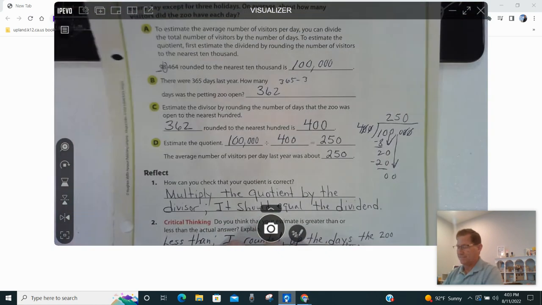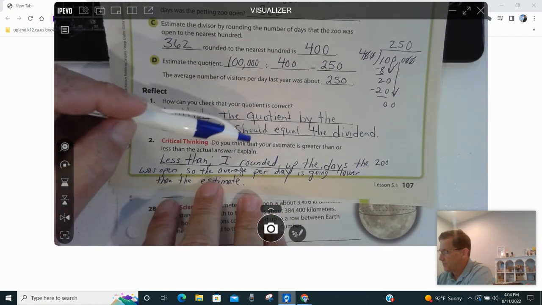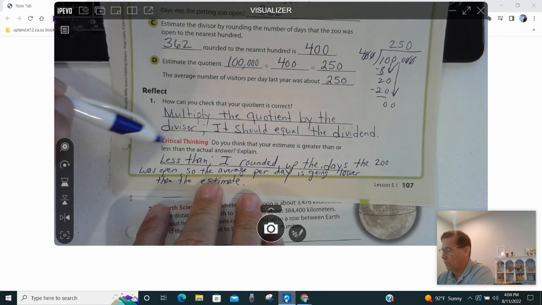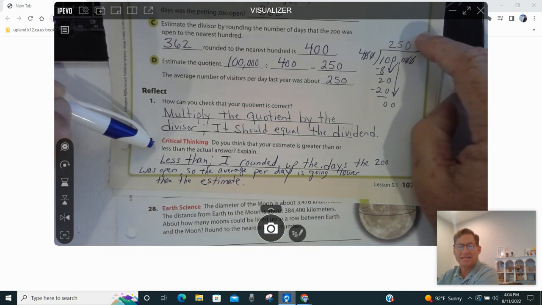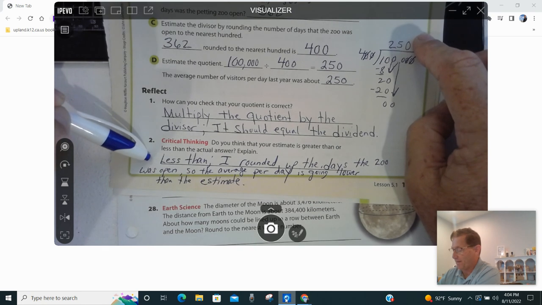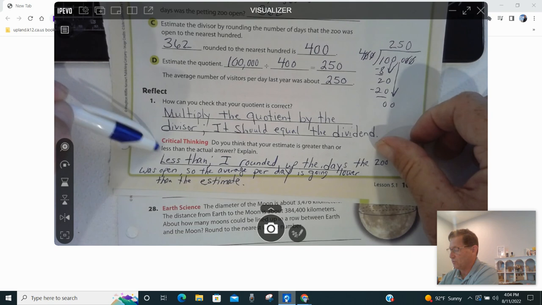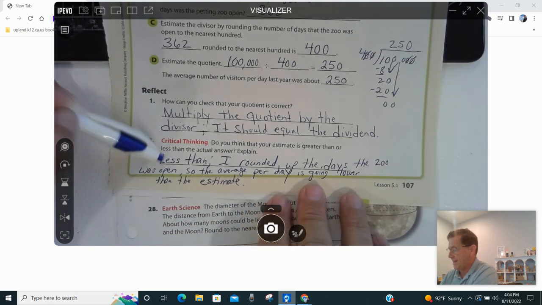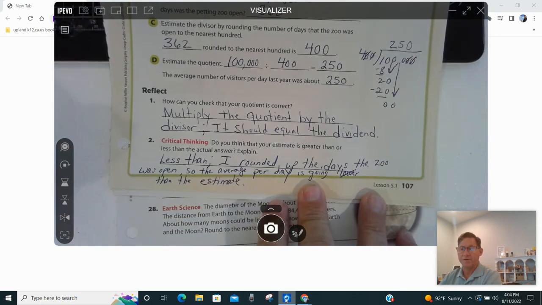I misstated something on number 2, guys. So, do you think your estimate is greater than or less than the actual answer? So, it's actually less than. So, I did phrase that correctly. And I rounded up the day the zoo was open. So, the average per day is lower than it should be.